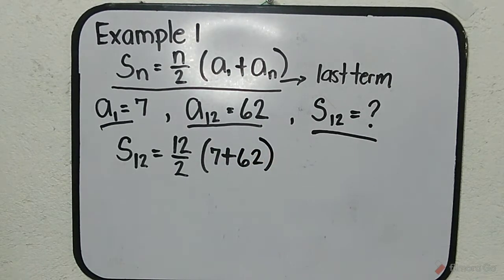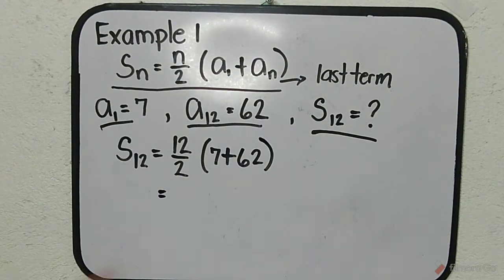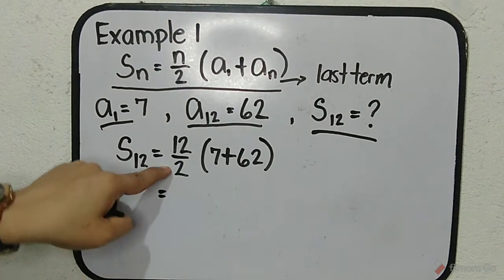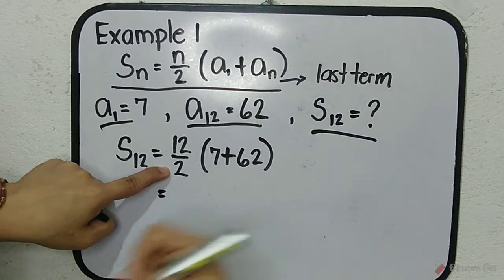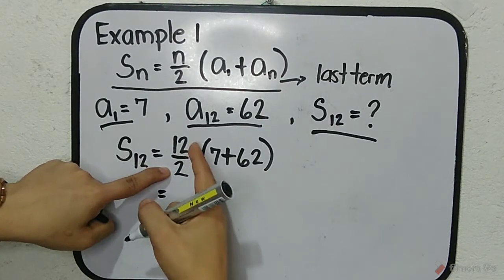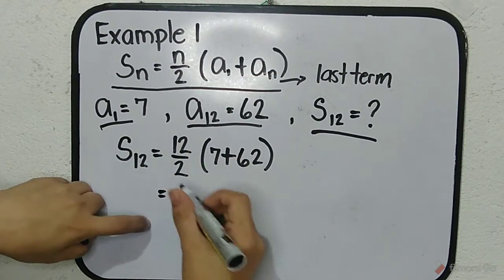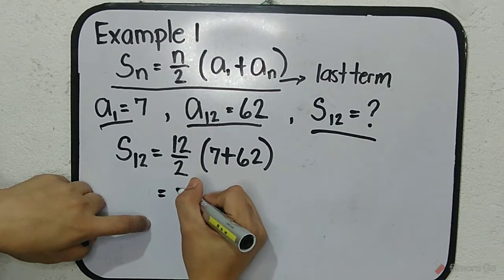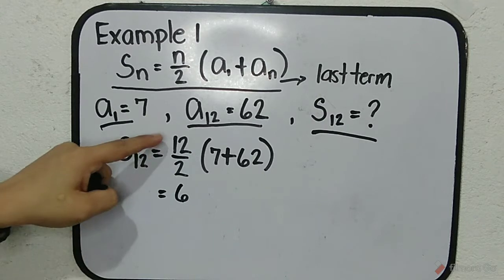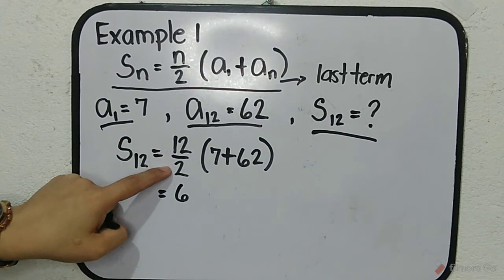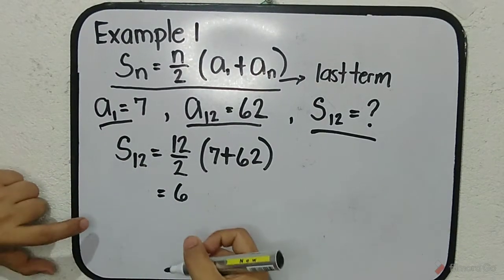Okay, now, let's simplify our terms. So, for our S sub 12 is equal to 12 over 2. Lowest term ng ating 12 over 2 is 6. Why? Because divisible ang ating 12 at saka ang ating 2 saan? Sa 2. So, meaning, 12 divided by 2 ay 6. Yan. Or, divisible naman talaga ang ating 12 sa ating denominator. So, meaning, 12 divided by 2 ay 6. Simply 6.